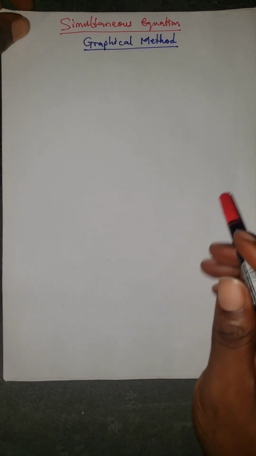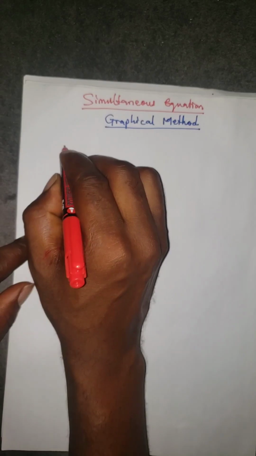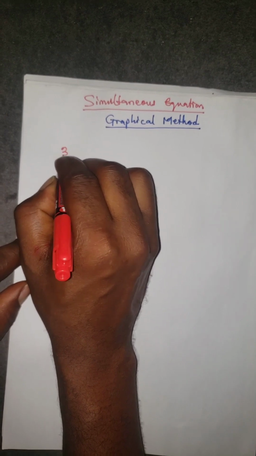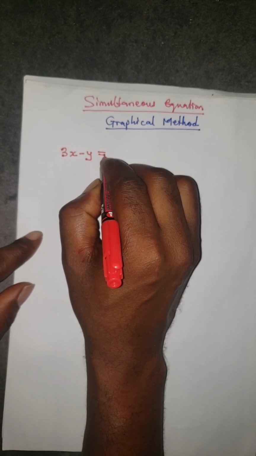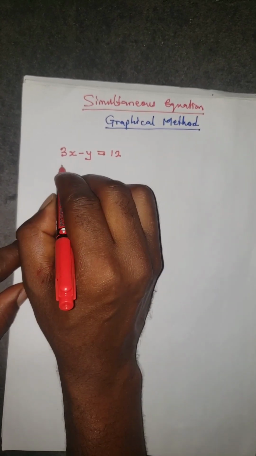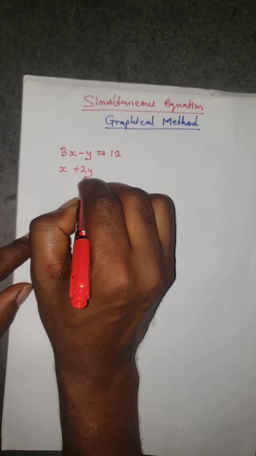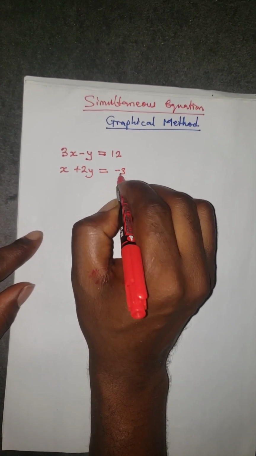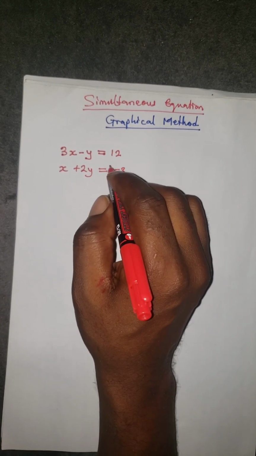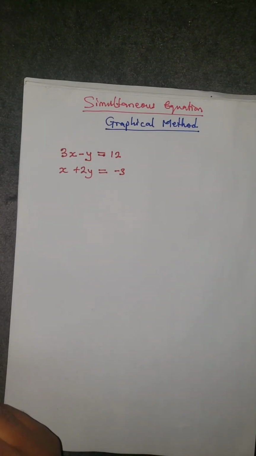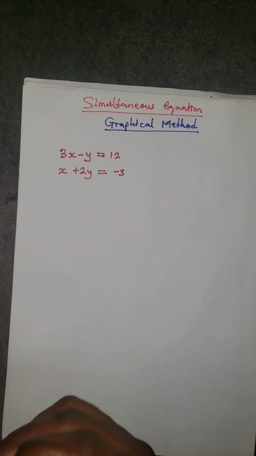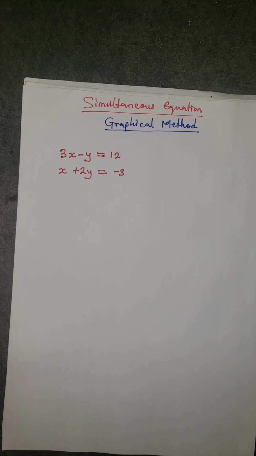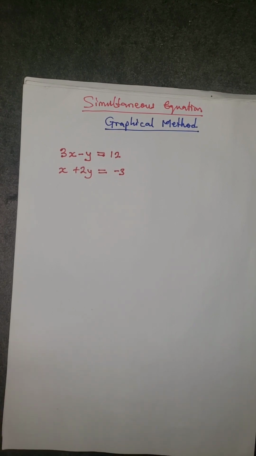Let's say we have a problem to solve. 3x minus y equals 12 and x plus 2y equals minus 3. These are the two equations that we have to solve using the graphical method. I'm going to use method one, the first method, which is creating the table of values before we can plot our linear equation.